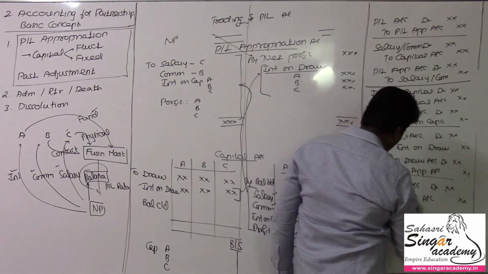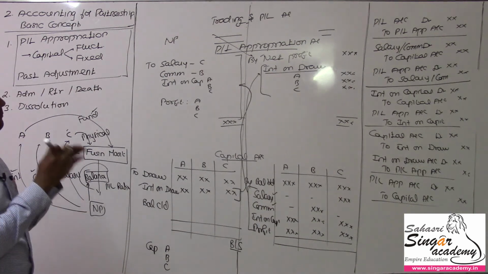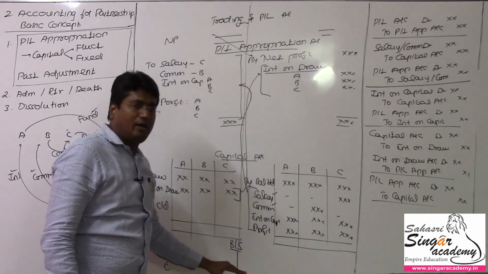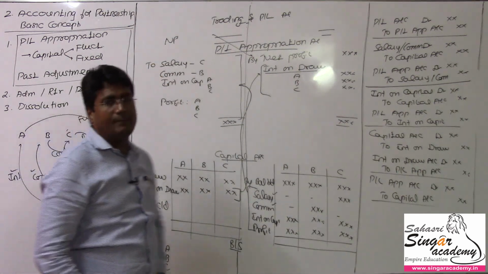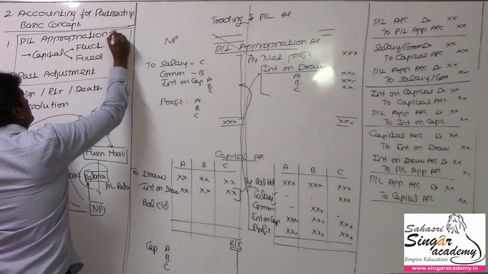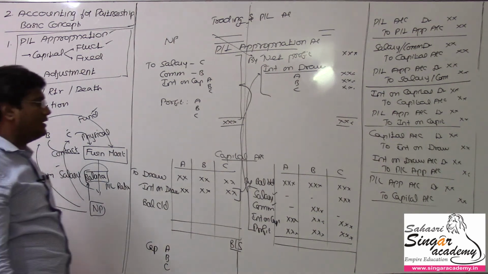So we have done all these things. Is it clear? I hope you could understand. This is the method you have to follow. So beforehand we have the trading and P&L account, after that we have the balance sheet. Now we have discussed only this block, P&L appropriation and capital account. And the P&L appropriation is clear. In the capital account, the method we have followed is called fluctuating capital account.